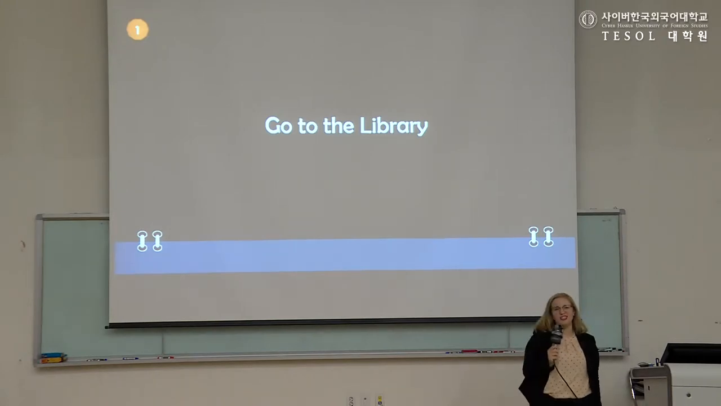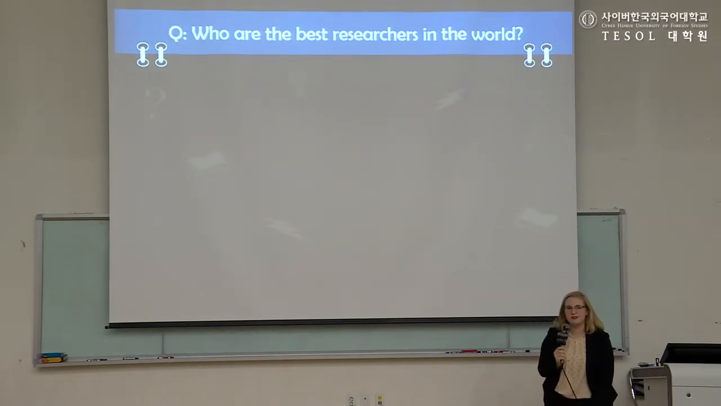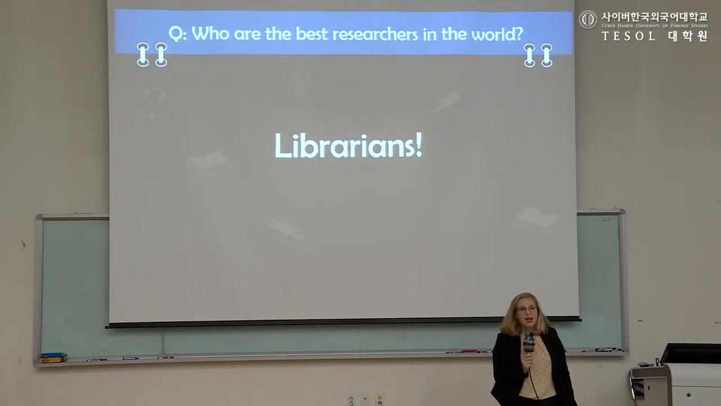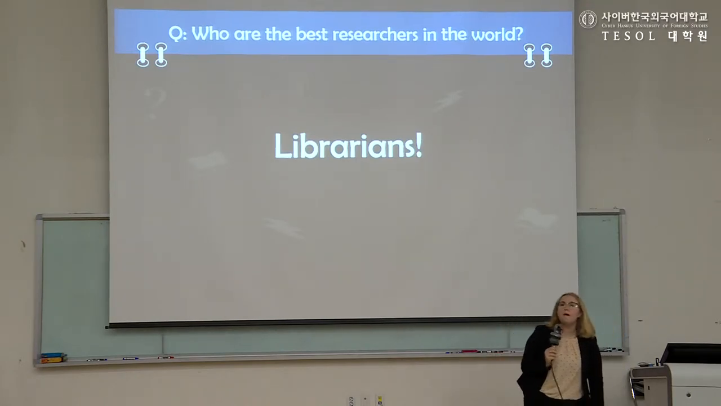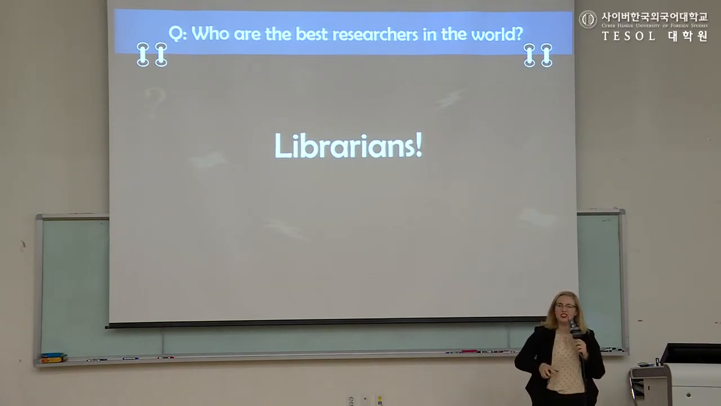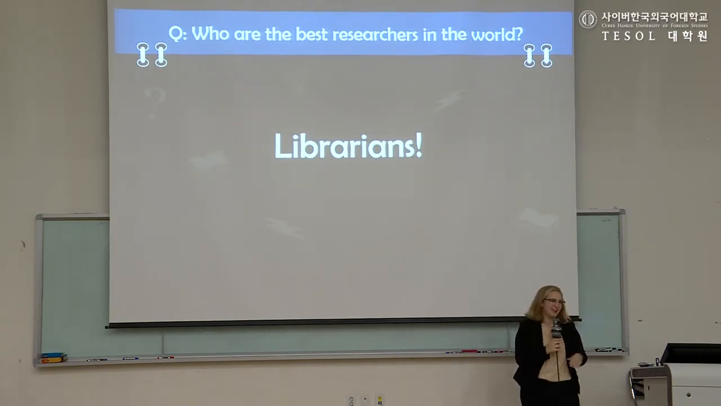So, step number one in researching: go to the library. Because question, who are the best researchers in the world? They have a degree in research. Librarians. Librarians are the best researchers in the world. Now, they don't write papers about their research, but they know every single tactic to find information. They know every website, every strategy, every potential keyword. A librarian's degree is literally in finding where information lives, right? So who are the best researchers? Librarians.